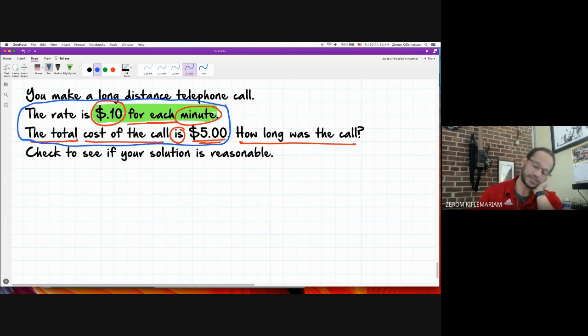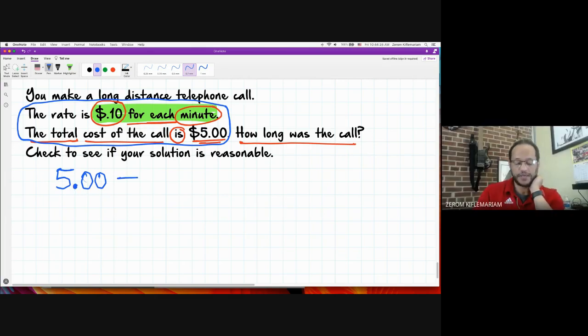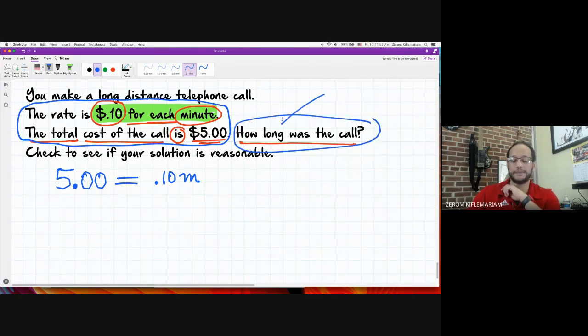The total cost was how much? $5, right? It was because of what? The 10 cents each minute? Yeah. So it became $5 because the person made a call and paid 10 cents for each what? Minute, right? So if we set it up this way, first you are setting up the question, and now it says how long was the call, which means how many minutes.